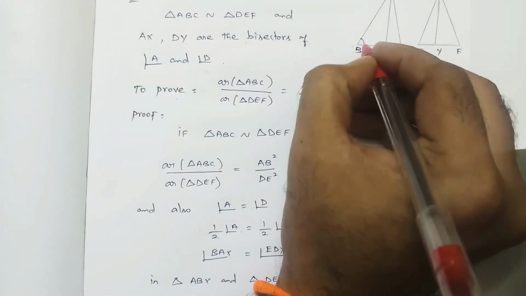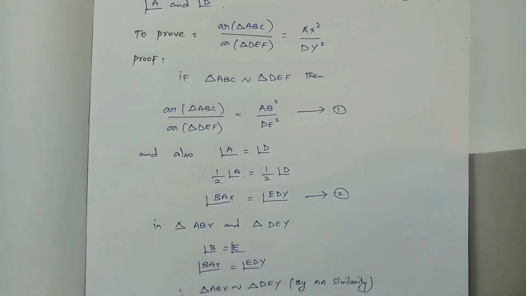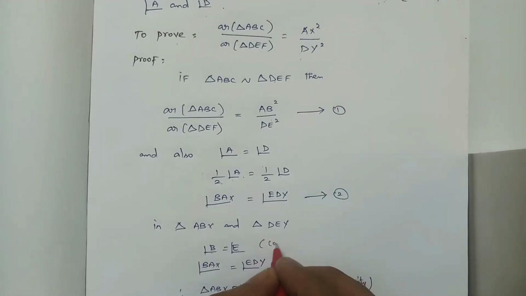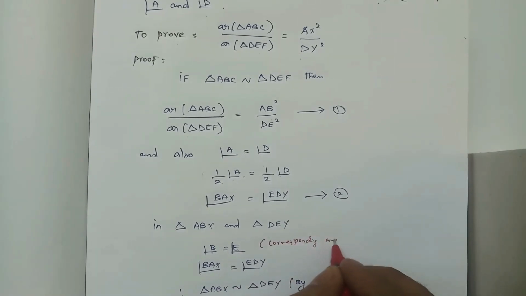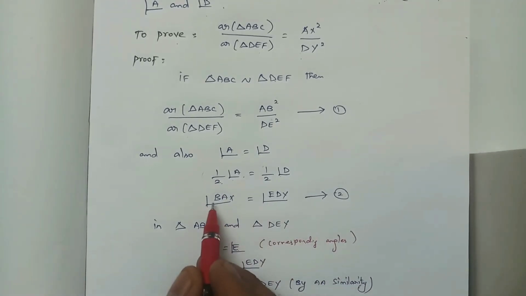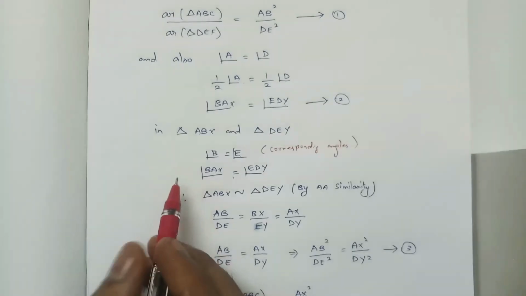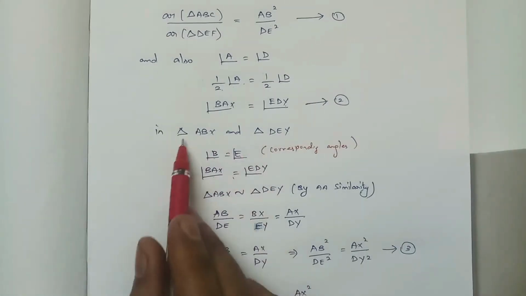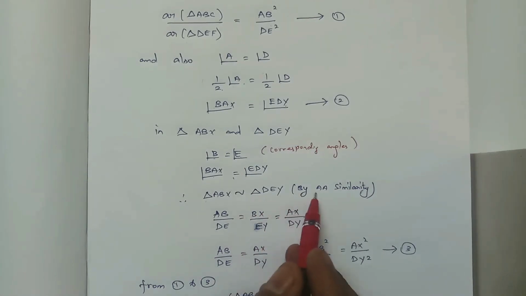Here angle B is equal to angle E, corresponding angles, right? These two angles are equal. And angle BAX is equal to angle EDY. Already we have proved that, right? So by AA similarity, these two triangles are similar. Which two triangles? Triangle ABX is similar to triangle DEY by AA similarity.